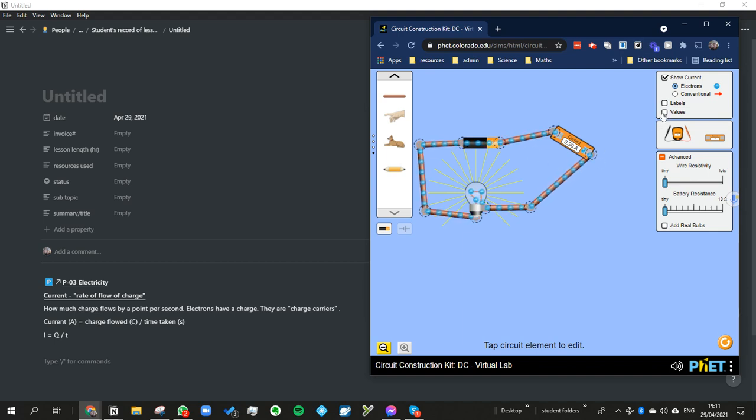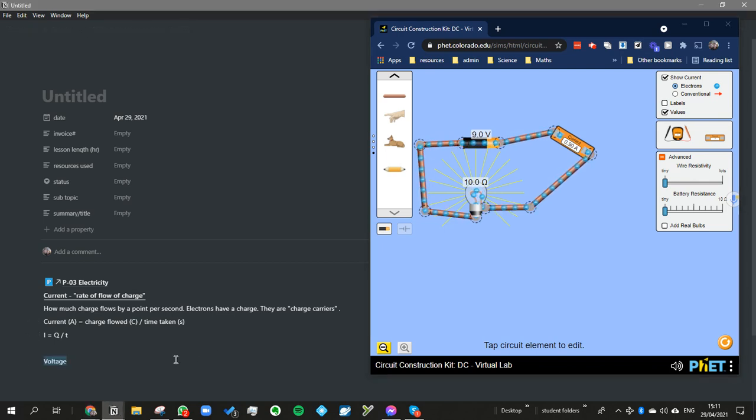We'll have a look at that in a moment. The next thing to look at, let's turn it on now, is voltage. Voltage is one that people often get confused with. I'm not going to put the official definition yet, but we can think about it as the energy per charge.